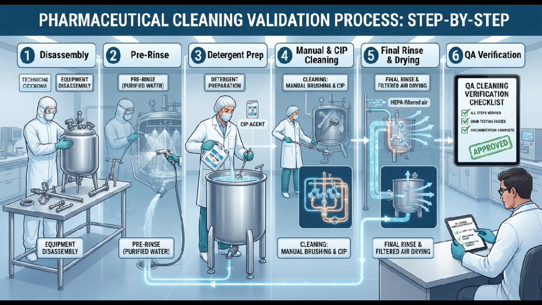Cleaning process design. A successful cleaning validation starts with a well-designed cleaning procedure. Every step should be standardized, including equipment disassembly, pre-rinsing, detergent preparation, washing, final rinsing, drying, and visual inspection. Critical parameters such as cleaning time, detergent concentration, water quality, temperature, and contact time must be controlled and documented. Consistency is essential because even a small variation can affect cleaning effectiveness.